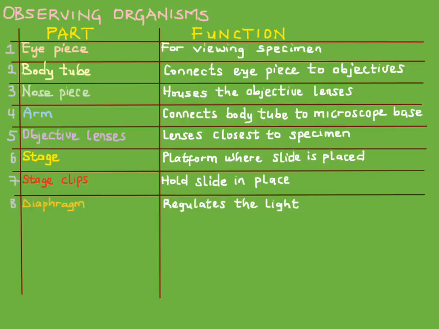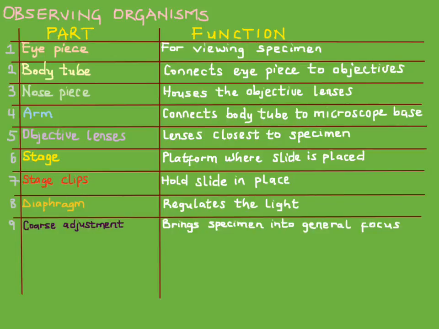Next, we have the iris diaphragm. This adjusts the amount of light that reaches the specimen. The ninth part is the coarse adjustment, and it raises and lowers the stage for focusing.